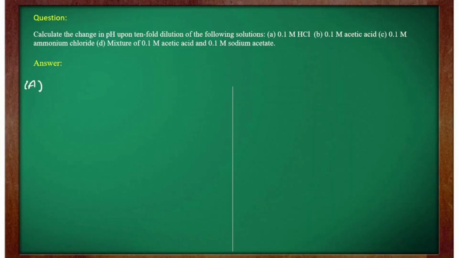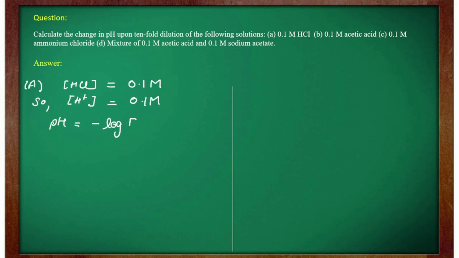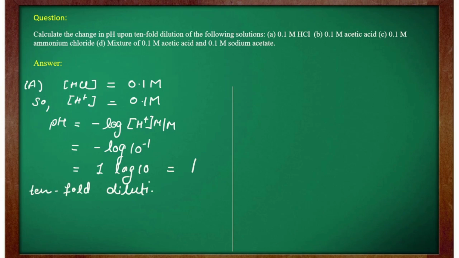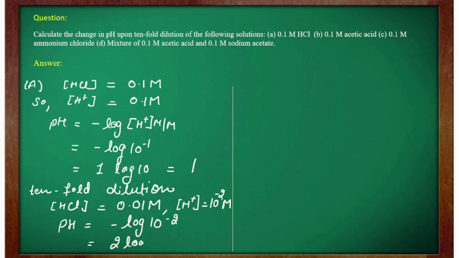In the above question, given is the concentration of HCl, which is equal to 0.1 molar. As we know, pH is equal to minus log of hydrogen ion concentration. By putting the value of hydrogen ion concentration, 0.1 molar, on solving, pH is equal to 1. After 10-fold dilution, the concentration of HCl is equal to 0.01 molar. So now pH is equal to 2. Change in pH after dilution is from 1 to 2.